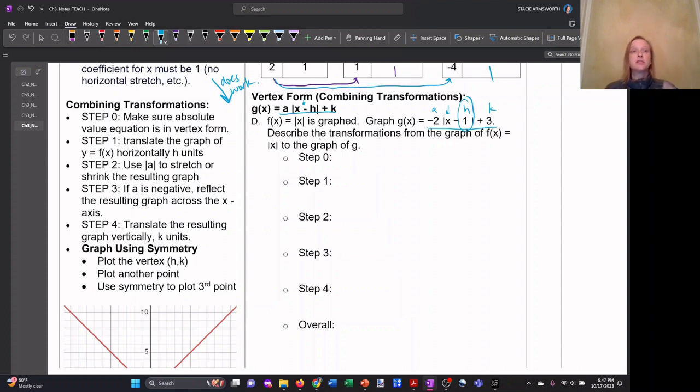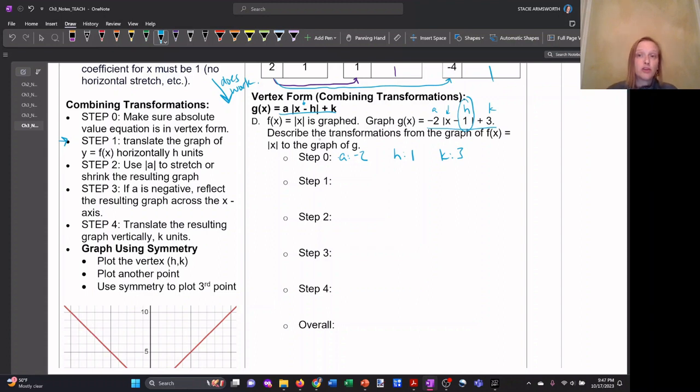So let's go through the steps of combining the transformations. First, step 0, check to make sure that your equation is in vertex form. And as we just demonstrated, it is. Our a value is -2, our h value is 1, and our k value is 3. Next, check for any horizontal shifts.